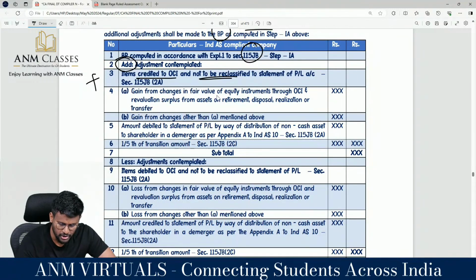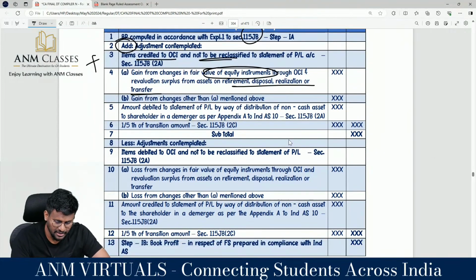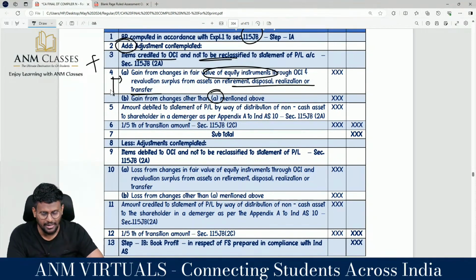Except gain from changes in fair value of equity instrument through OCI and revaluation surplus from asset on retirement, disposal, realization or transfer. Gain from changes other than mentioned above, sir, these two are exceptions.